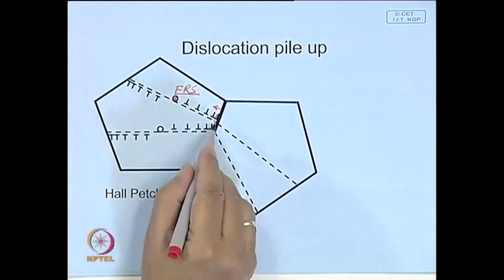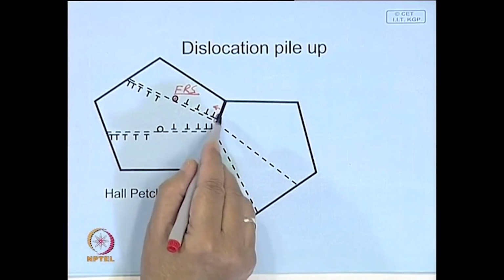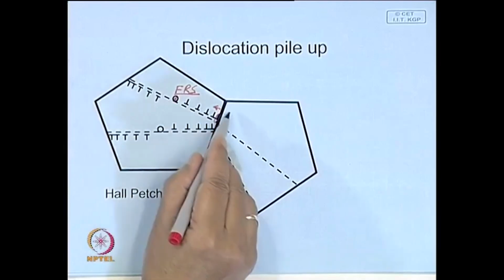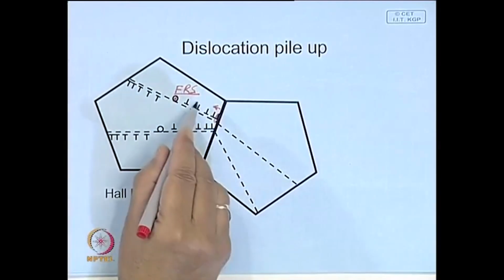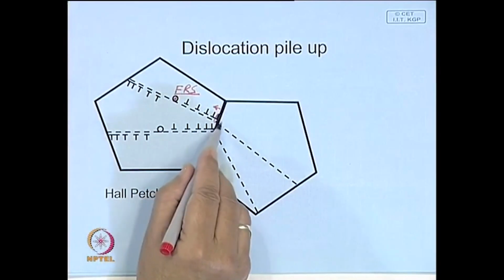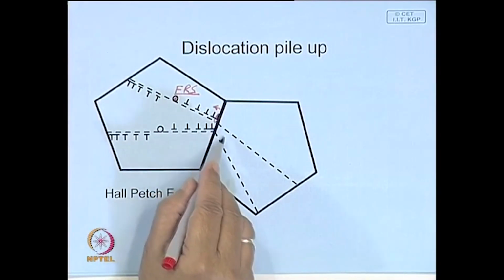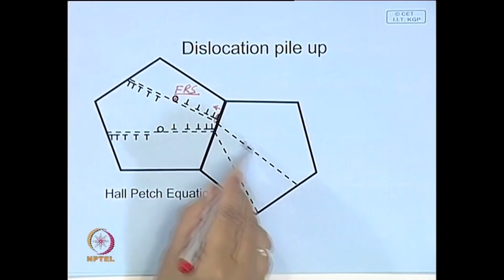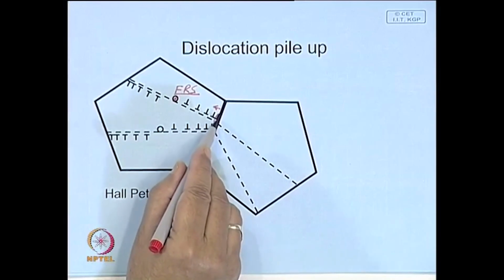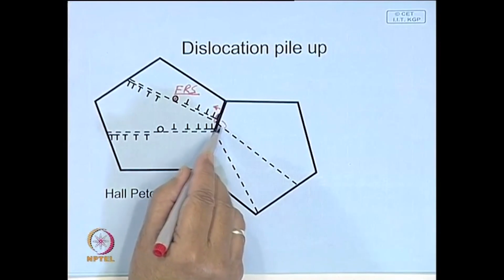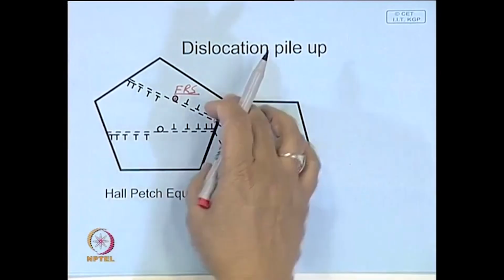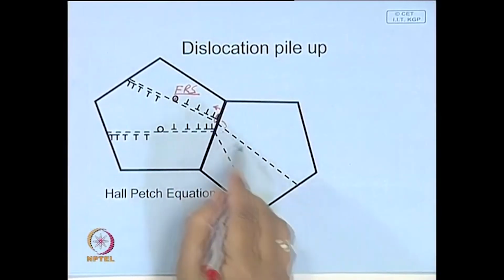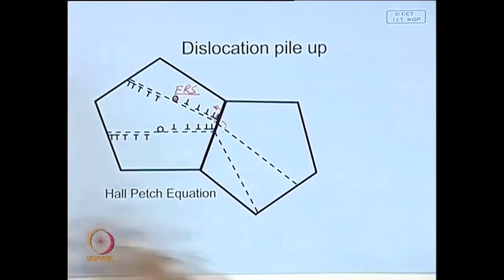Now, what will happen is that the dislocation at the head of this pile up will be subjected to a sufficiently larger stress. It is possible to calculate, and when the stress becomes large enough, it can initiate another dislocation source to operate here, or else it can create a step and move into and generate a dislocation on the slip plane in the neighboring grain. And when can this happen?